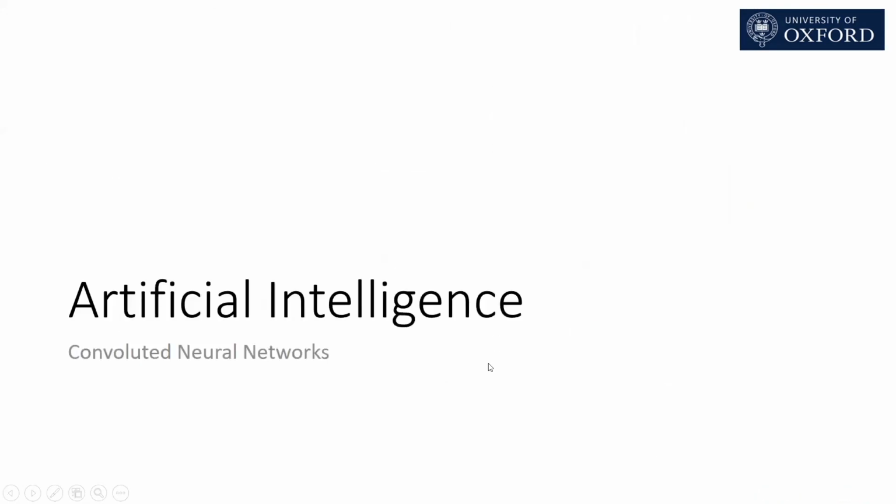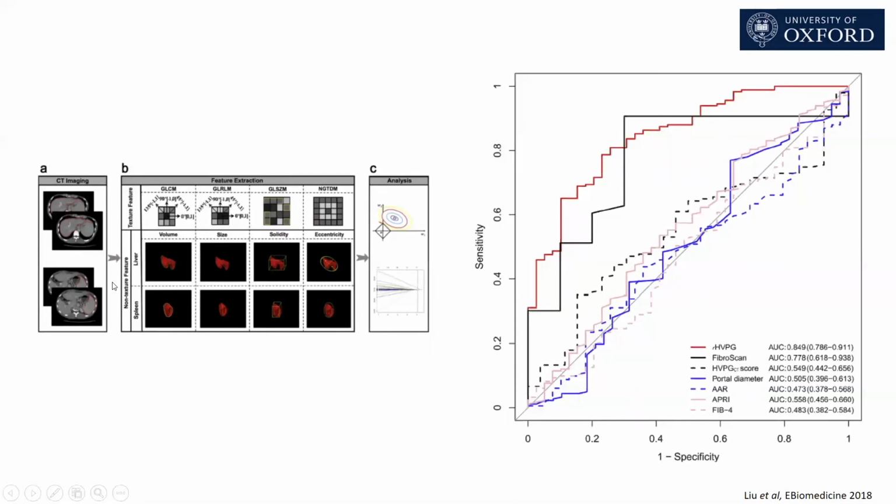And there have been some more artificial intelligence type techniques, including radiomics, which have been examined. This is a study from China, which looked at radiomics from CT imaging. And radiomics involves the evaluation of a set of predefined imaging characteristics, which can be based on texture or non-texture. And you can see here some of these characteristics that are examined in this model, including volume, size, solidity, and eccentricity. And again, here the comparison of this radiomics HVPG with other measures, showing that it performs better compared to things like FibroScan or APRI and FIB4, for example.